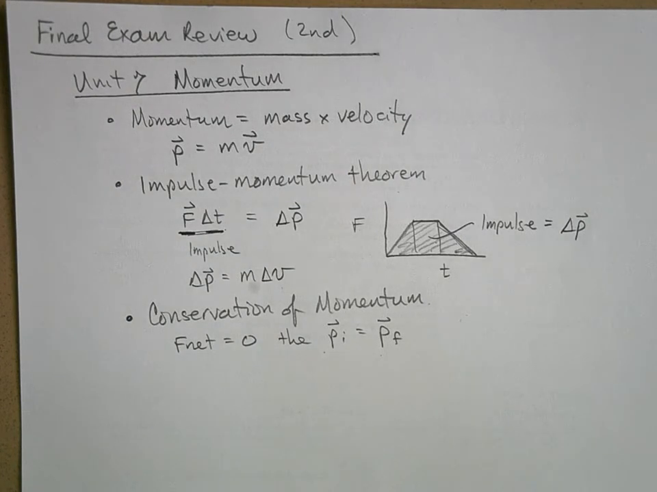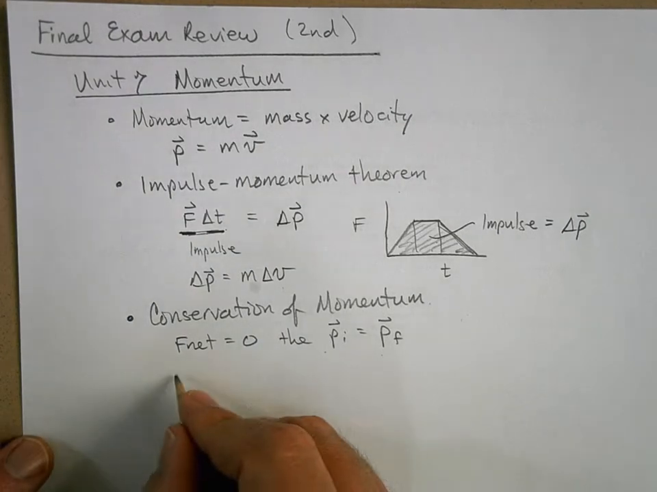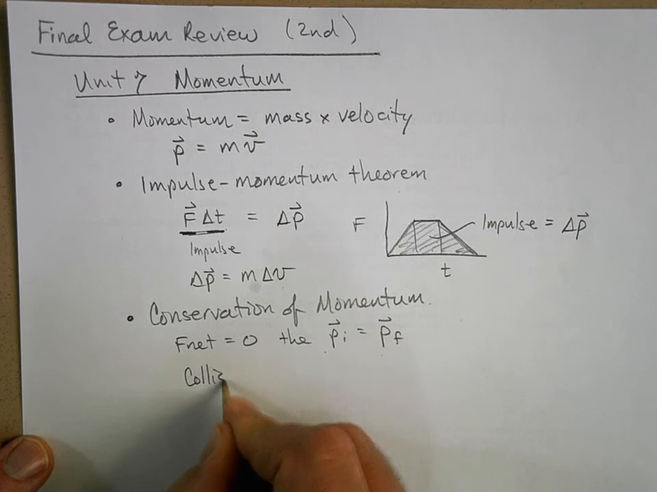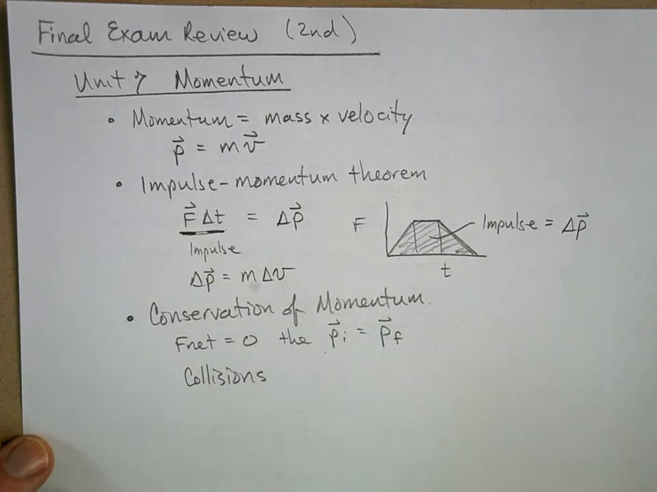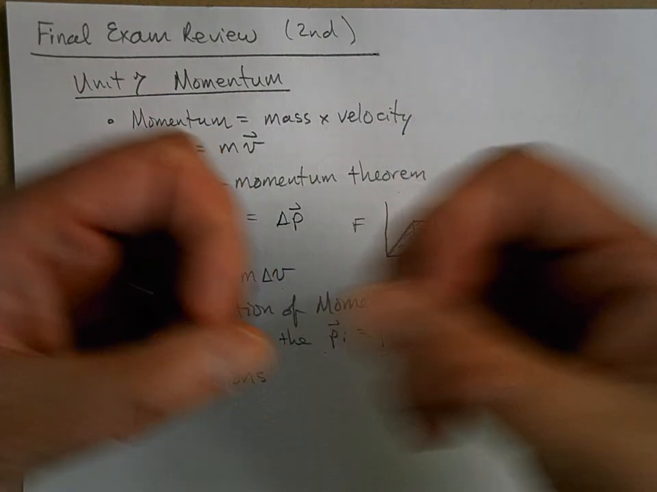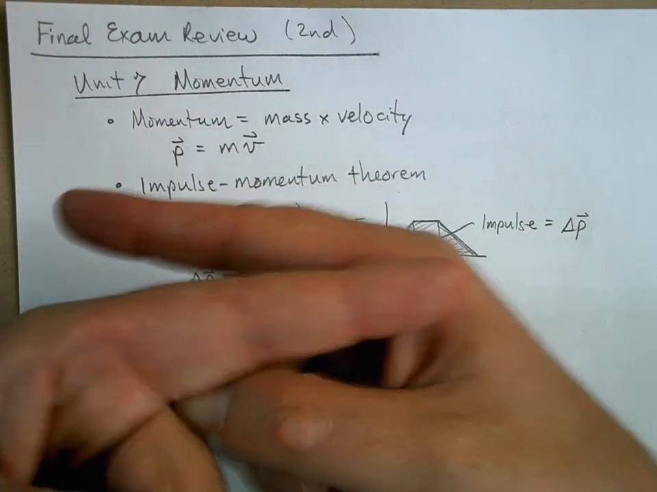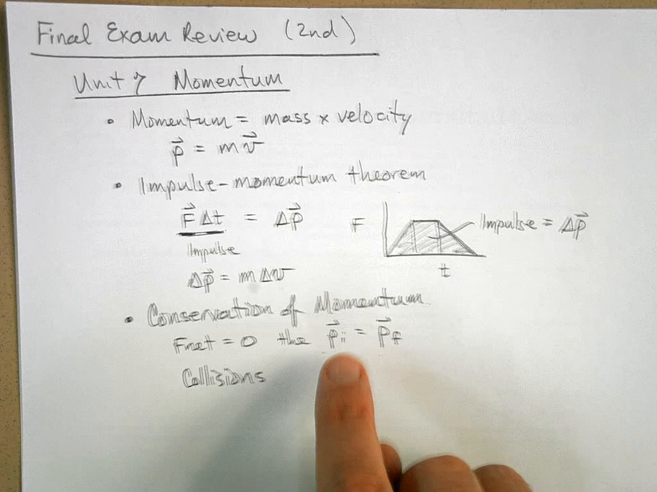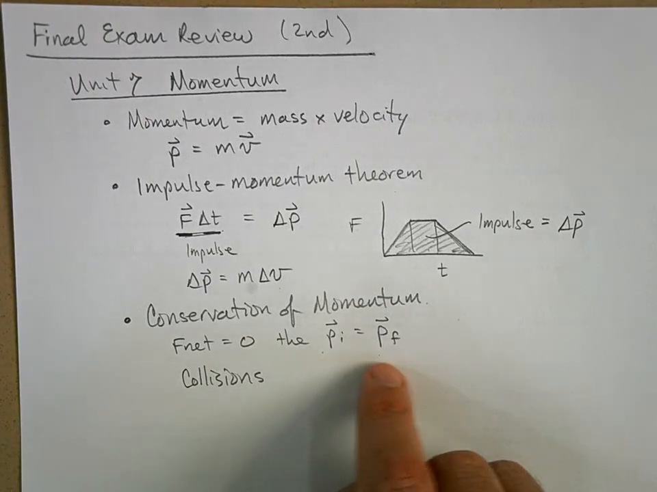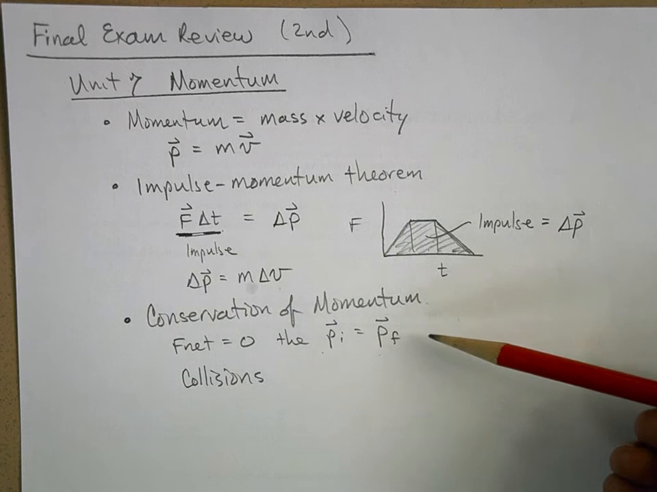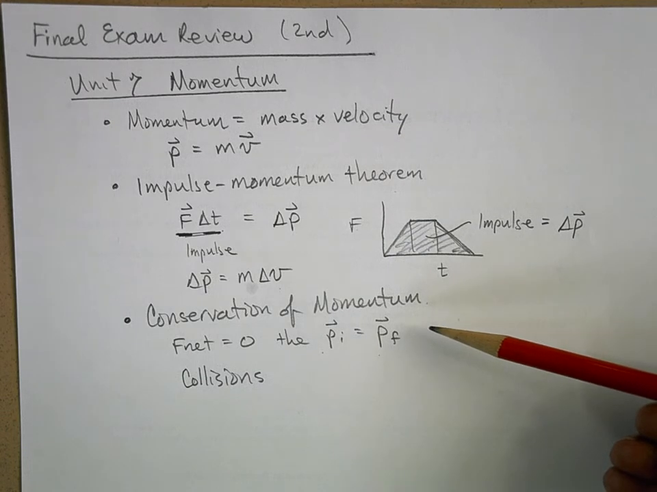Momentum won't change. And an example of that is our collisions. When objects collide, yeah, they apply forces to each other, but those forces are equal and opposite to each other. And so the initial momentum you had before will be equal to the final momentum after. And I would go back in your notebook and find a couple of collision problems and make sure you know how to solve a collision problem, because there will be a collision problem on the final.